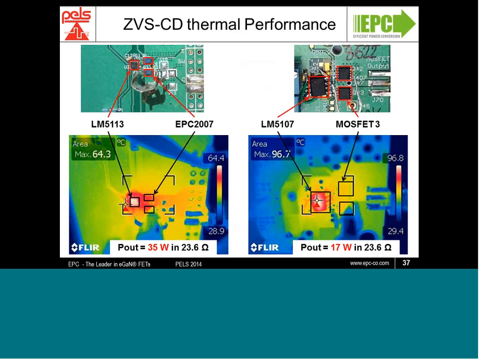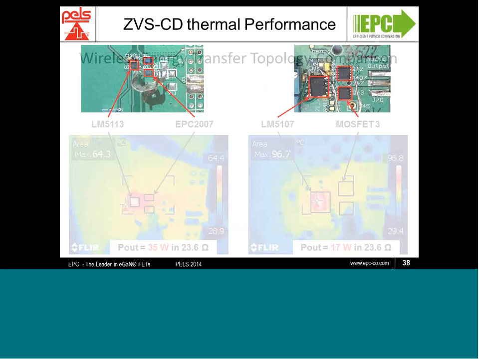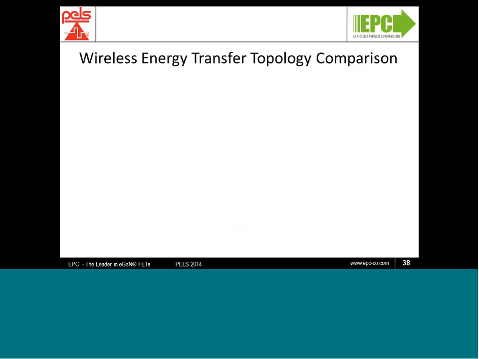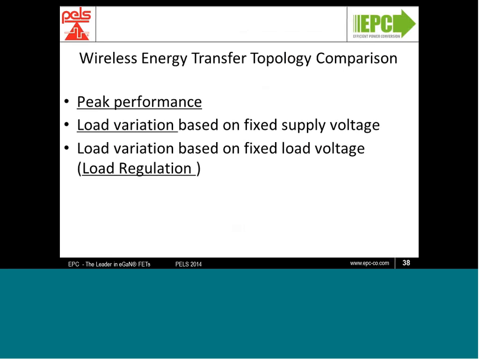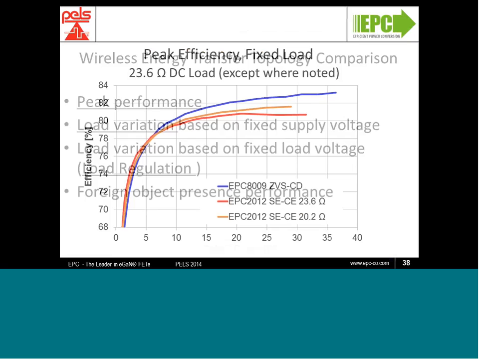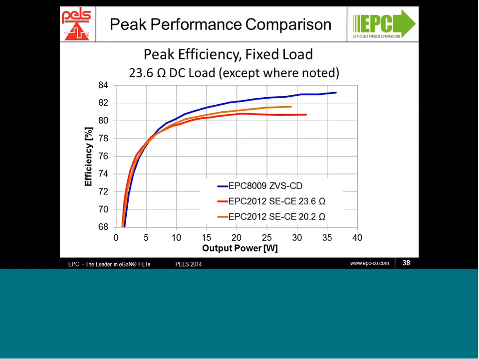So, wireless energy transfer topology comparison. Now we're going to look at the two topologies and compare them against each other again for peak performance, load variation, load regulation, and foreign object presence. Here we have the two topologies based on the two best devices: the EPC 8009 for the zero voltage switching converter and the EPC 2012 for the single-ended Class E.